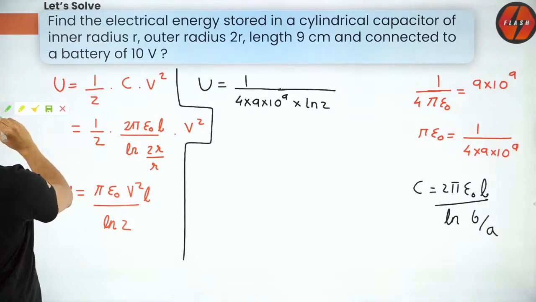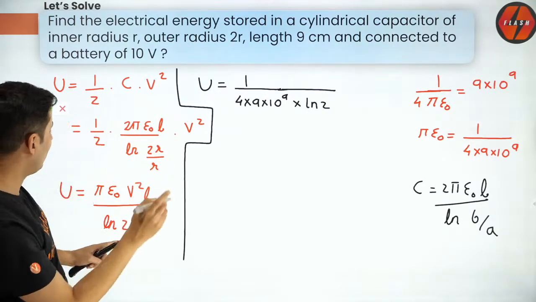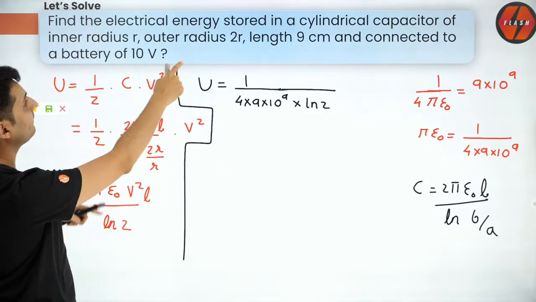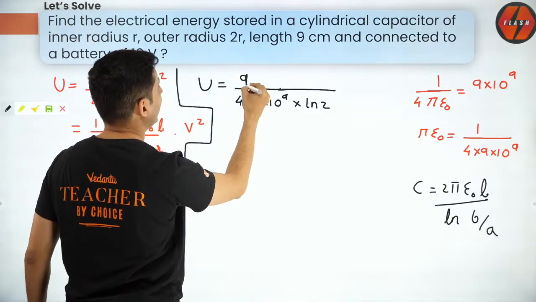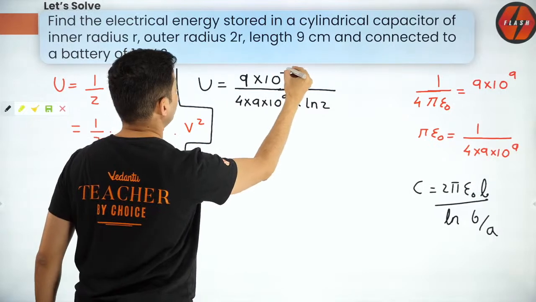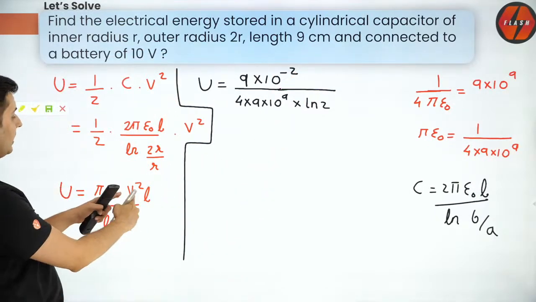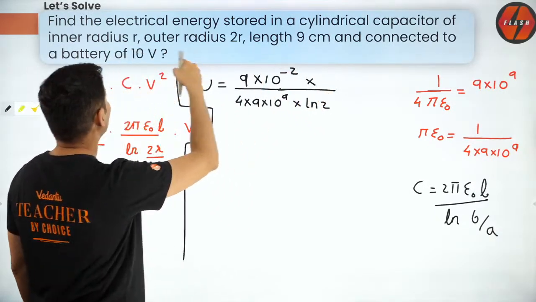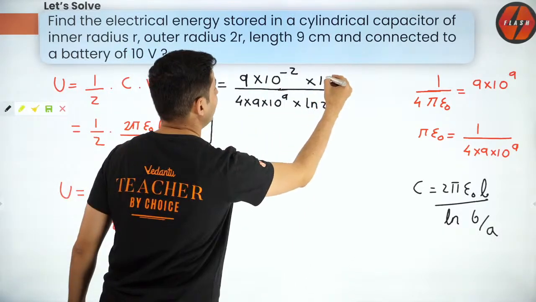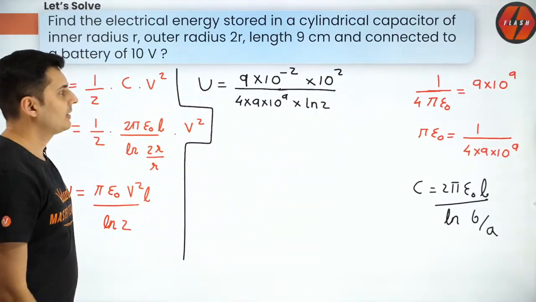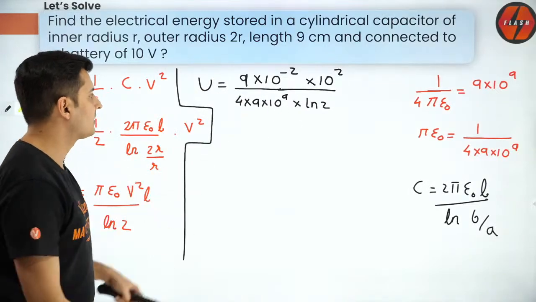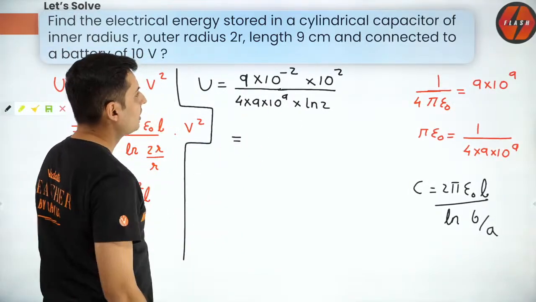All right. So just put that length on the top. The length is 9 centimeters, so that means 9 into 10 to the power minus 2 will come there. And also voltage is there. The voltage is 10, so 10 square. That's it. Now solve this and see what you get.